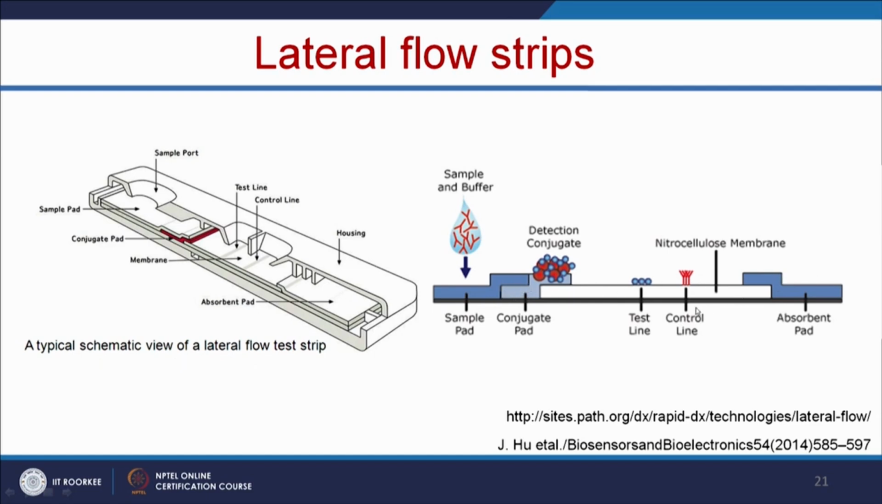I will open it and show you how it looks. The sample pad, you can see, is arranged like a strip, and below the sample pad you have the conjugate pad, followed by the nitrocellulose membrane. This nitrocellulose membrane has a test line, which has the antibody specific for your antigen, and a control line, which has an antibody specific for the conjugated antibody. And this one is the absorbent pad, which will absorb the excess sample.